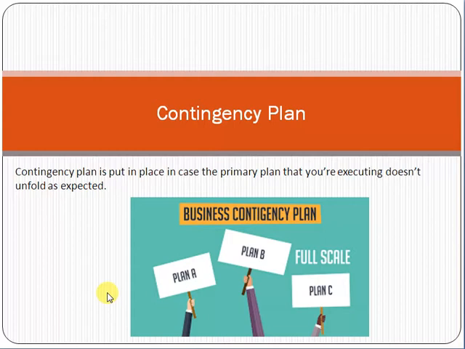So let's start. Contingency plan. Friend, this topic is directly related to project management. First of all, we have to understand what a project is, friend. A project is a temporary activity which has a beginning and an ending point, and it gives you a unique output or product. That is called a project.